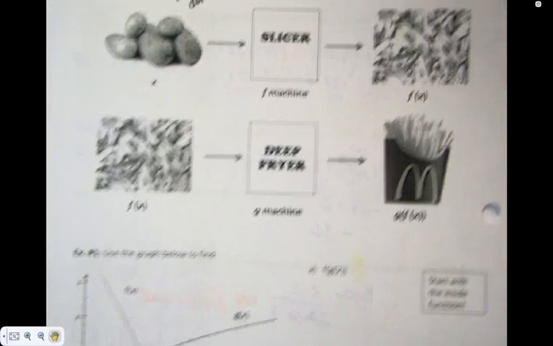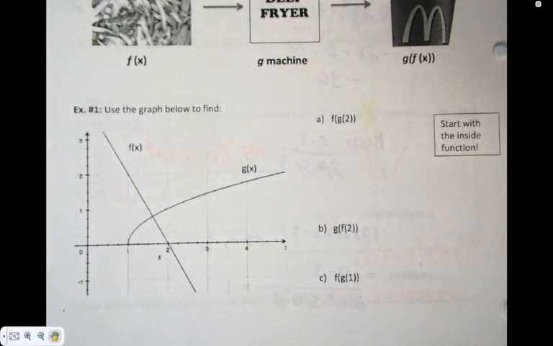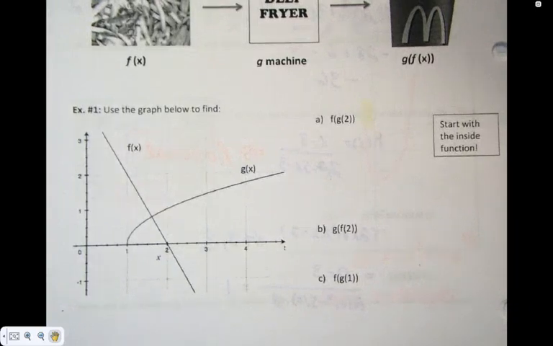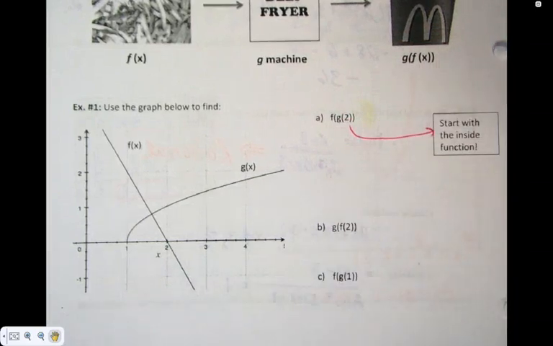Just like yesterday, we're going to do it graphically first, then we'll do it algebraically. I use a ruler for this one, so if you're visual and want to use a ruler, you might want to grab one. The trick with these is we start with the inside function first. So what I'm going to do for a second is just ignore that f. I'm just going to do g of 2.